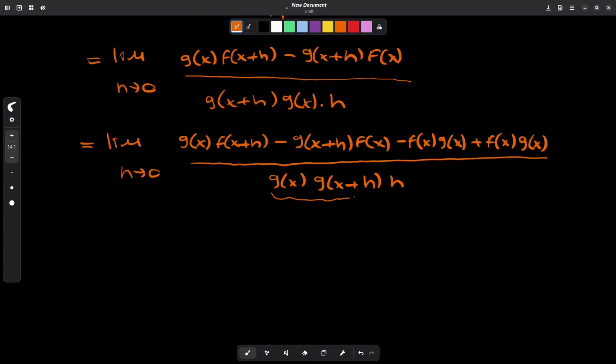Let's take this part outside of the derivative, because if I plug this in, I know if I multiply these two, I will get g squared of x, right? Let's continue from here: 1 over g(x) times g(x+h). Now, what should we do for the inside? Let's see. We have minus f(x) times g(x) and plus f(x) times g(x). Let's start with f(x).